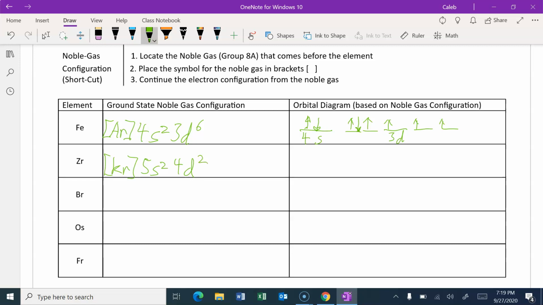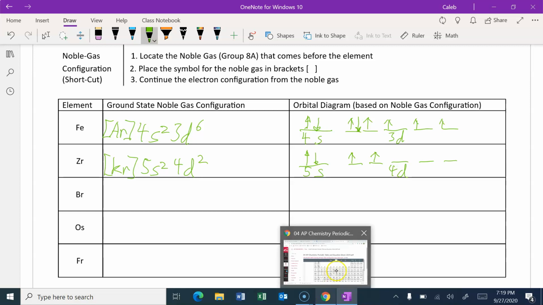So 5s, up, down, and then 4d, 1, 2, 3, 4, 5, and only 2 electrons, so we have 1 up, and then another up in another orbital of the same energy. Bromine. And by the way, if you're comfortable with these and you remember them, you can skip ahead past this part. Just check your answers.